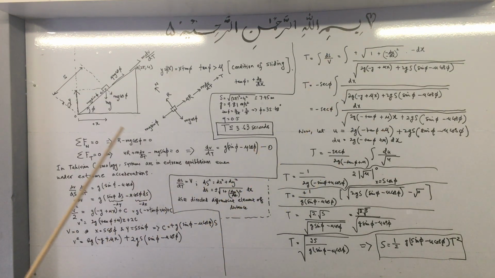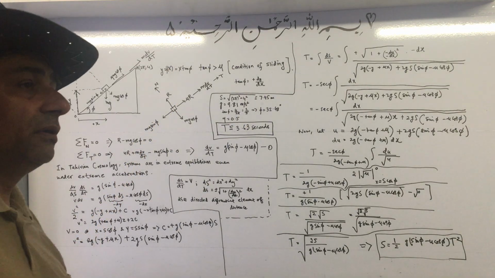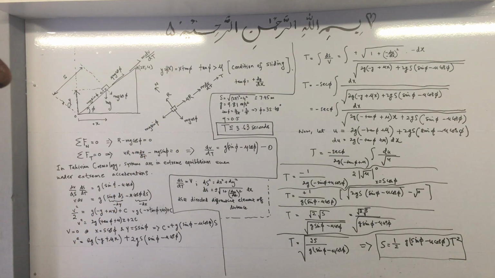Why? Because when the body moves from here to here, dx is positive and dy is also positive. But when the body is moving from here to here, then dy is negative and dx is also negative. So here is the turning point. So this is minus dy, this is minus dx. Here is the turning point, keep in mind.